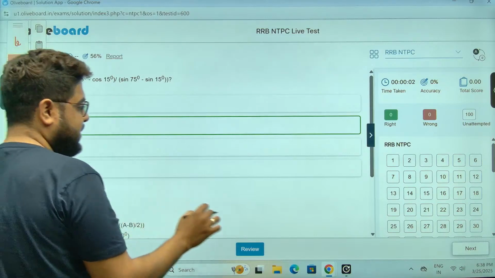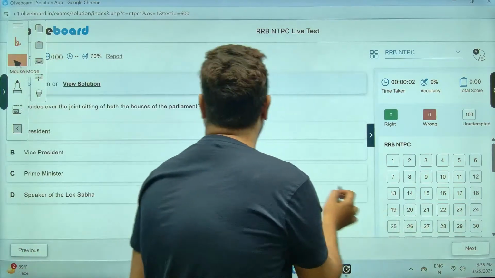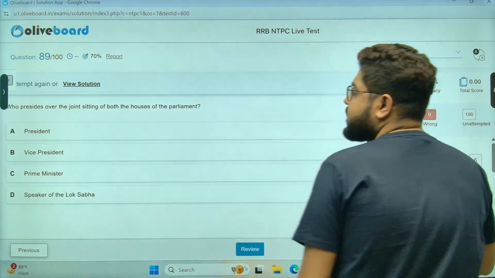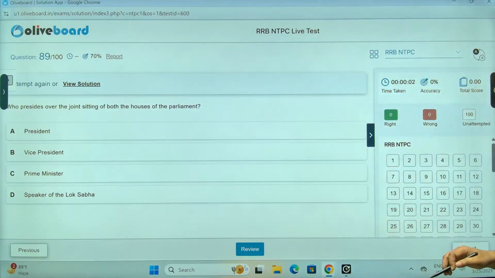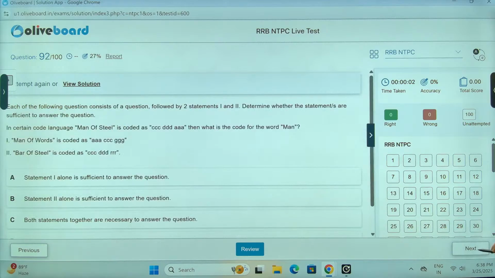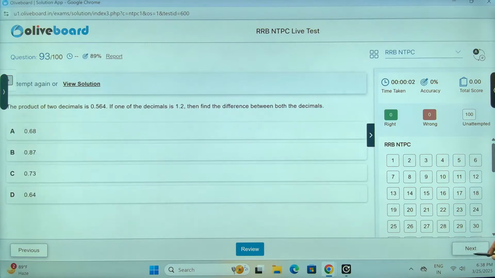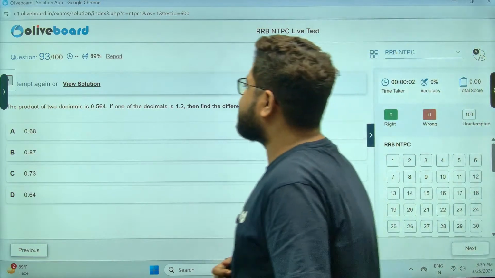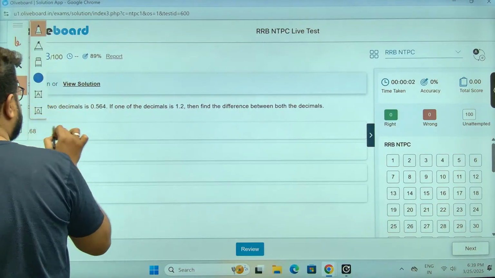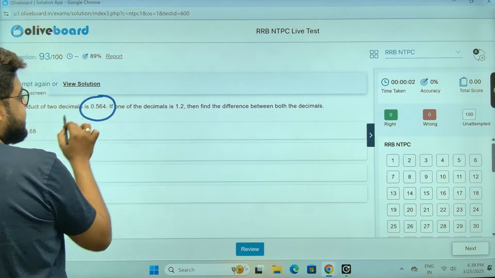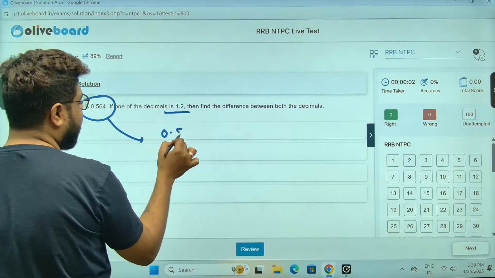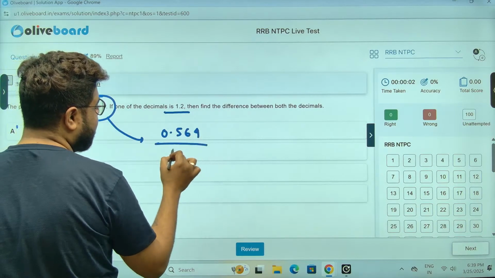Moving on, sir. Acha. Not this one. Product of two decimals. Very simple case. This is a simple one, sir. Product of two decimals is this. One is this. So the other decimal is 0.564 by 1.2.